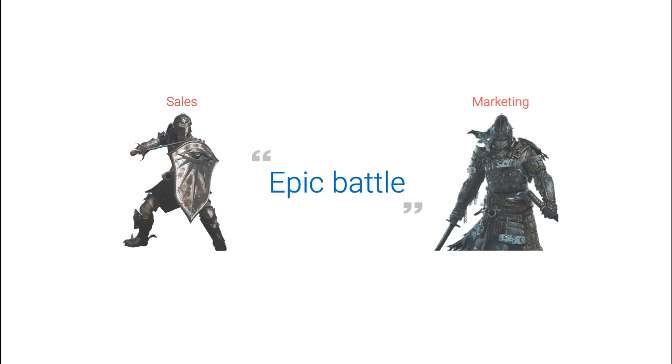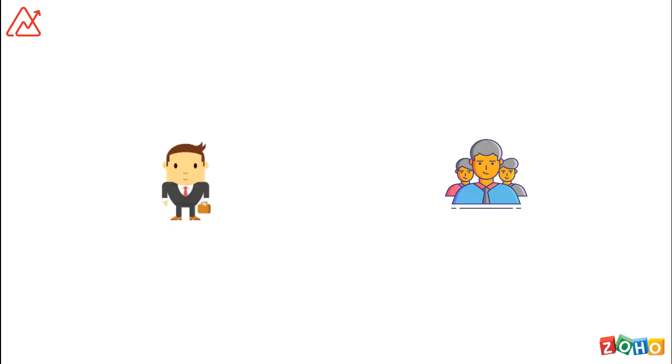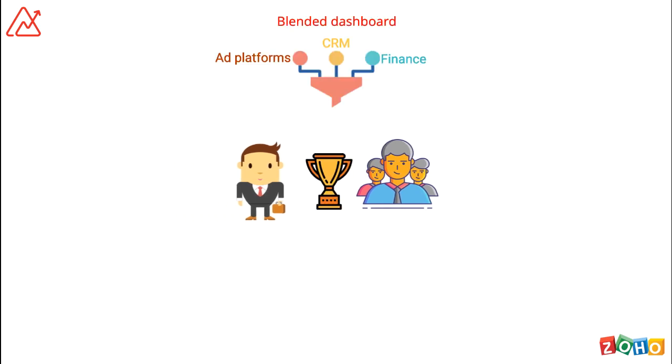So the question here is, did the marketing activities really support me in achieving my sales numbers? Our sales manager has the same question, and there is the cup or the credit. The credits keep shifting between the sales and the marketing teams. So who has actually done the work in helping the sales team get the numbers? So what if I told you that we can create a vantage point to measure the effectiveness of these activities?